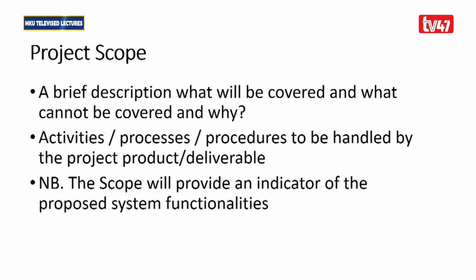Then after identifying the objectives, you need to clearly state your project scope. This is a brief description of what will be covered, what cannot be covered, and why. It's good to be very clear and strategic about the size of your project so that it is not too big or too small. So it's good to know what scope you wish to cover and what will not be covered, and for what reason. You need to identify the activities, processes, and procedures to be handled by the project, and the product or deliverable that will come out of your project. Note that the scope will provide an indicator of the proposed system functionalities.